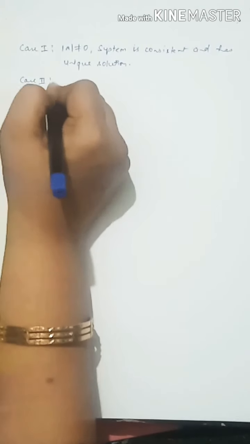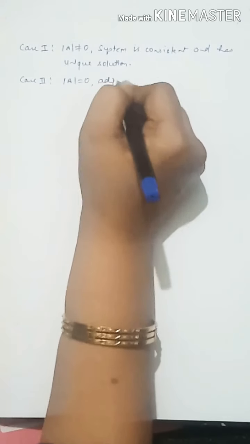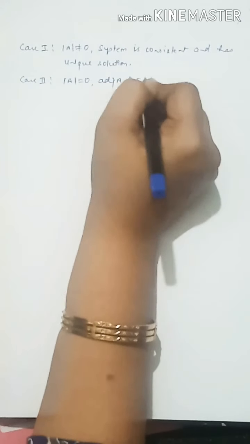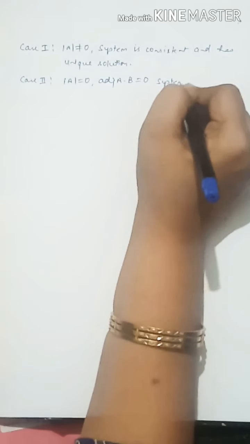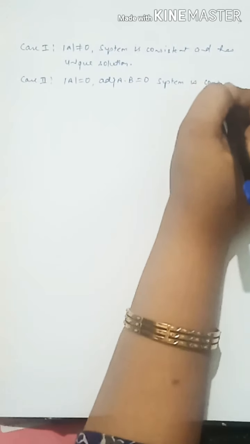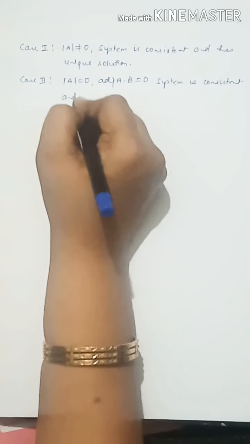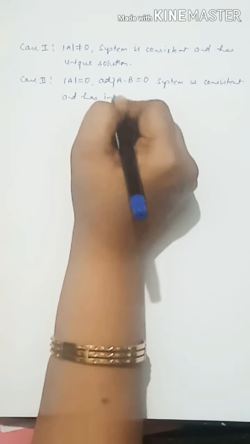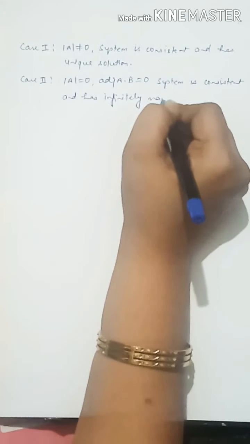Case 2, when determinant A is 0 and adjoint A into B is also 0. In this case, system is consistent and has infinitely many solutions.